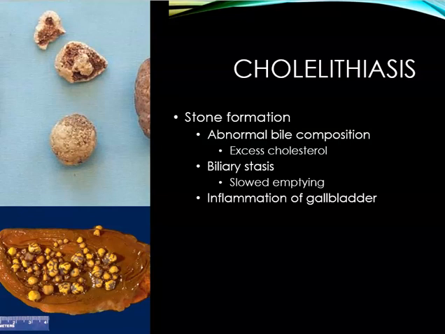This contributes to cholelithiasis because the stones form in the gallbladder because the gallbladder doesn't completely empty, and this allows cholesterol to concentrate and increases the risk of stone formation. So if it's just kind of sitting in there and it's kind of being sludgy, it's going to start to form stones. And then inflammation of the gallbladder, and this can lead to bile salt reabsorption. So most stones consist of cholesterol, and that is related to diet, obesity, and a high-calorie, high-cholesterol diet.